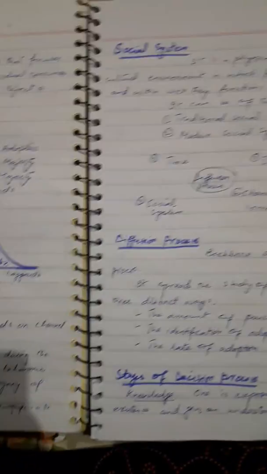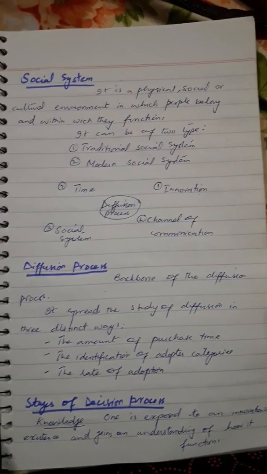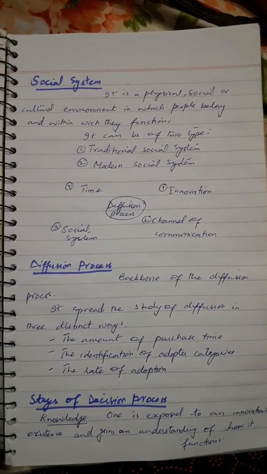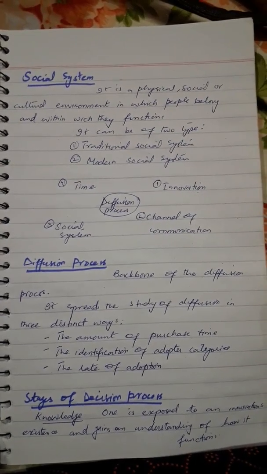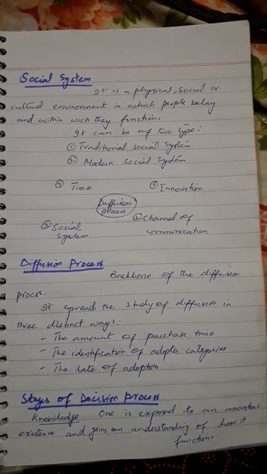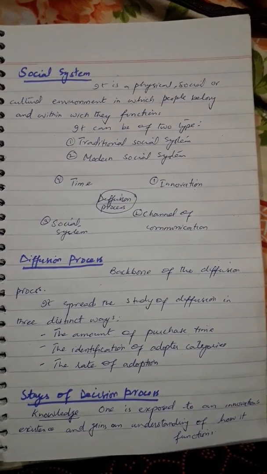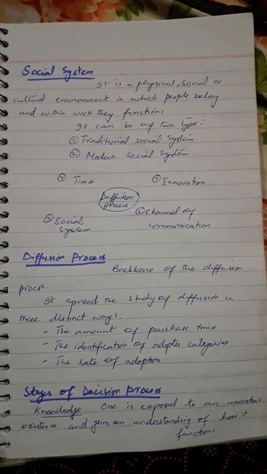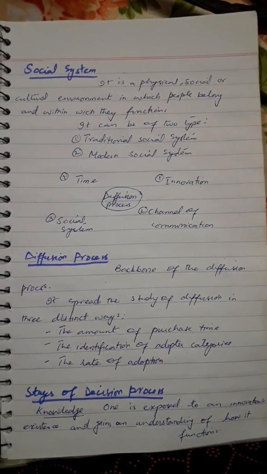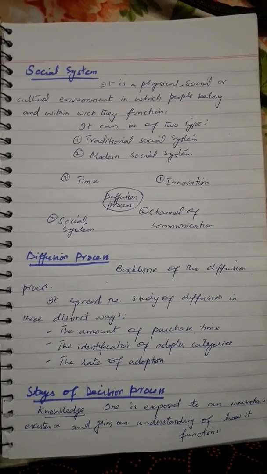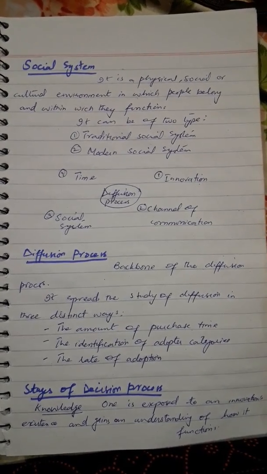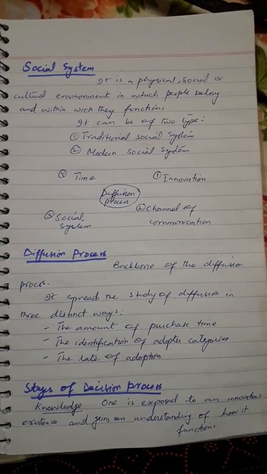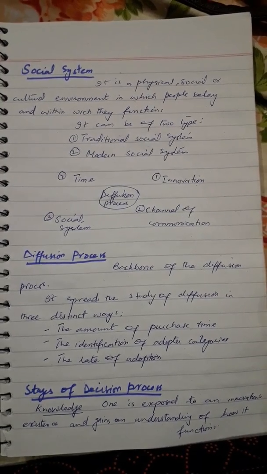Now we will discuss social system. It is a physical, social, or cultural environment in which people belong and within which they function. It can be of two types: traditional social system and modern social system. The diffusion process takes place in this way: innovation, channel of communication, social system, and time.